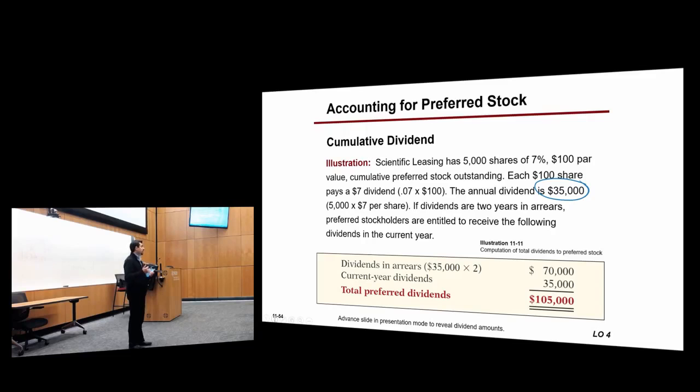So if the company this year declares $120,000 dividends and they pay $120,000 dividends, preferred stocks will get 105, common stock will have 15,000. If the company pays 100, common stocks get 0. So that's how it works.